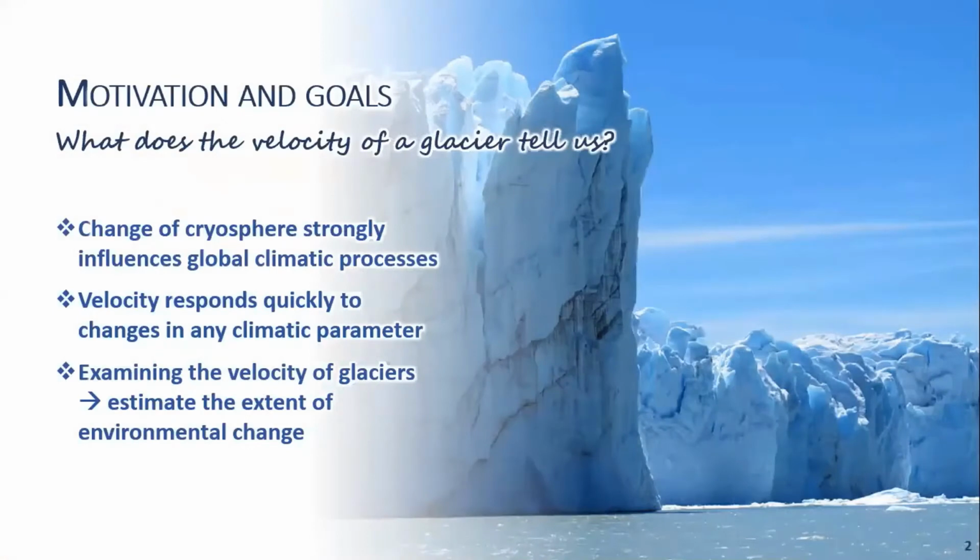First, a little bit about my motivation and my goals. So what does the velocity of a glacier tell us? The change of the cryosphere, which is really fast nowadays, strongly influences global climatic processes like water level change. And the velocity of glaciers responds really quickly to changes in any climatic parameter like precipitation or air temperature. So by examining the velocity of glaciers, we can estimate the extent of the environmental change.